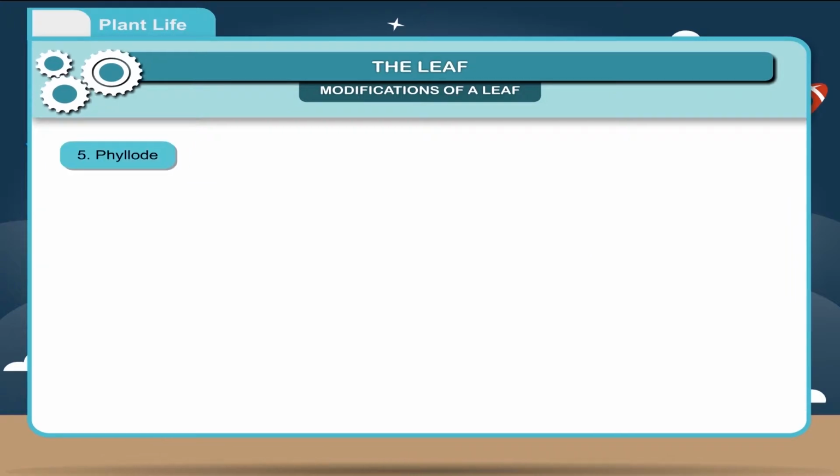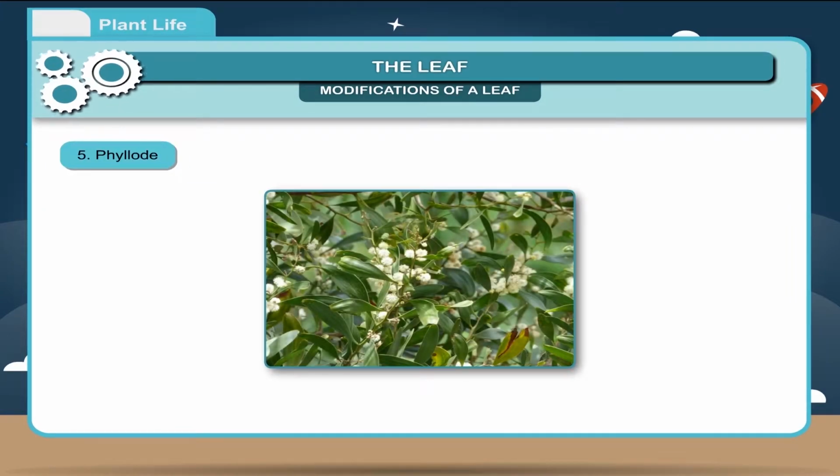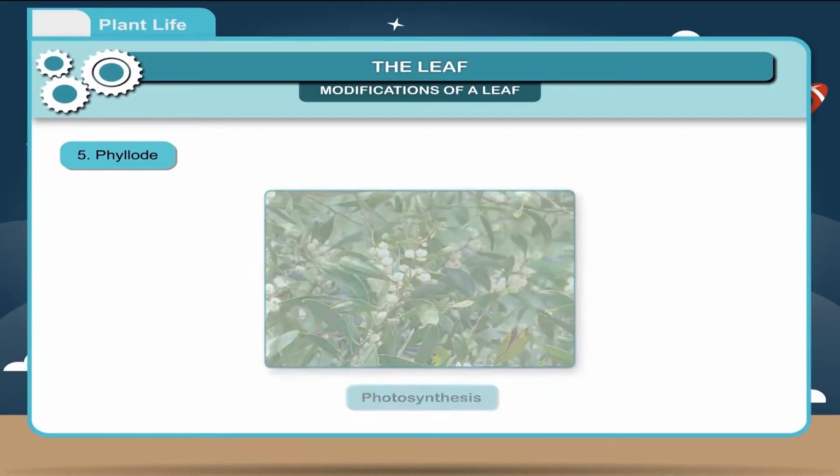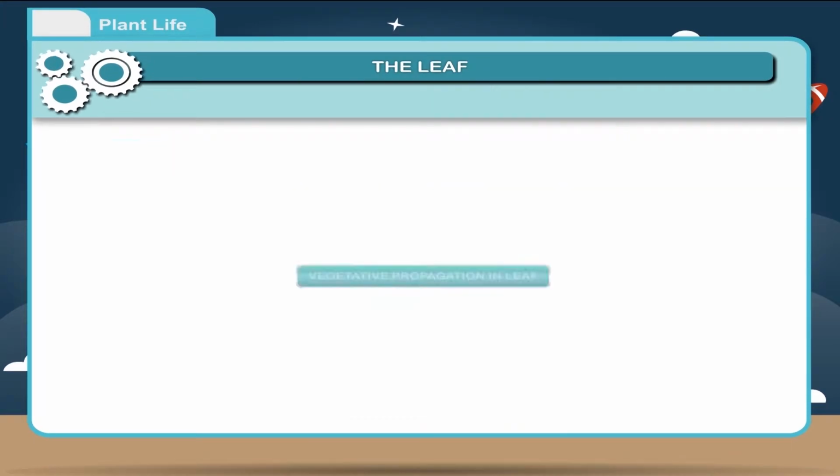Utricularia. 5. Phylloid. Sometimes the leaf petiole is modified into a flattened, green, leaf-like structure called phylloid. It carries out photosynthesis. Example, Acacia melanoxylon.